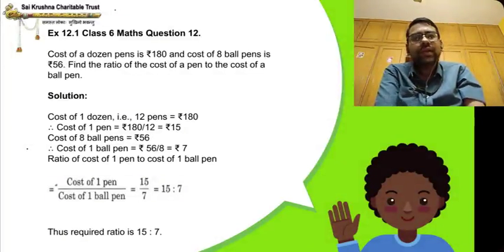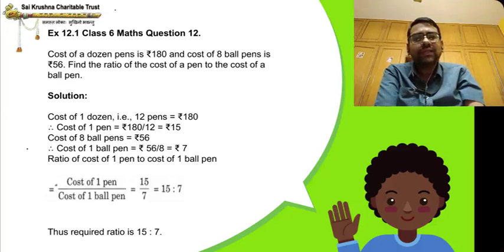Okay, exercise 12.1 class 6 maths, question 12. The cost of a dozen pens is rupees 180. The cost of 8 ball pens is rupees 56. Find the ratio of cost of pen to cost of ball pen. What is the cost of a dozen pens? Dozen means how much? 12, right? So a dozen pens means 12 pens. The cost of 12 pens is rupees 180.